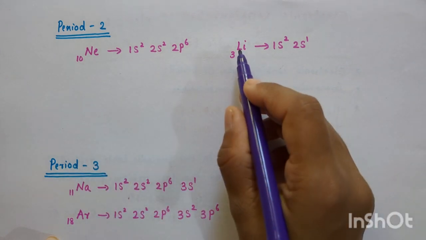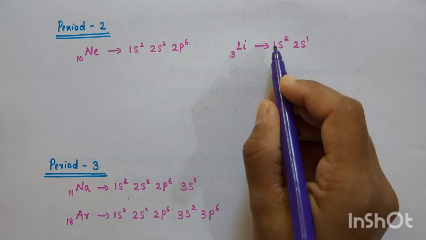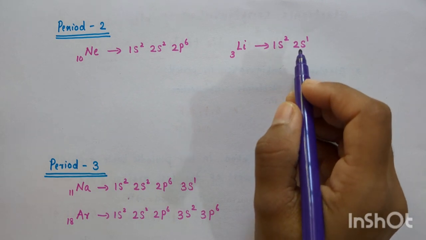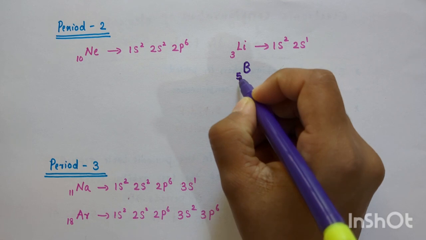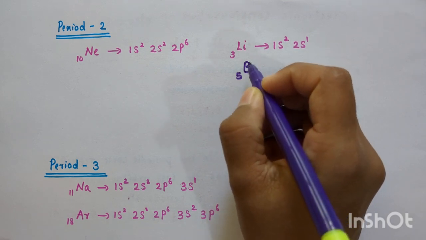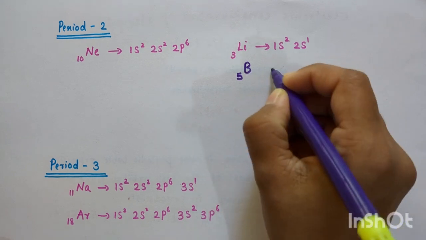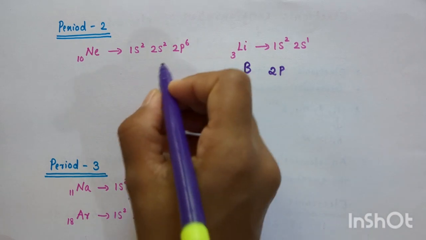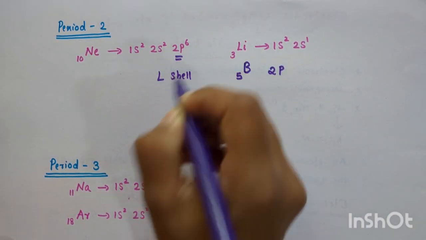In the case of lithium, the 1s orbital is completely filled, then the third electron enters the 2s orbital. Starting from boron, which has atomic number 5, the 2p orbitals start to be filled. The 2p orbital will be completely filled at neon, and the L shell is completely filled.